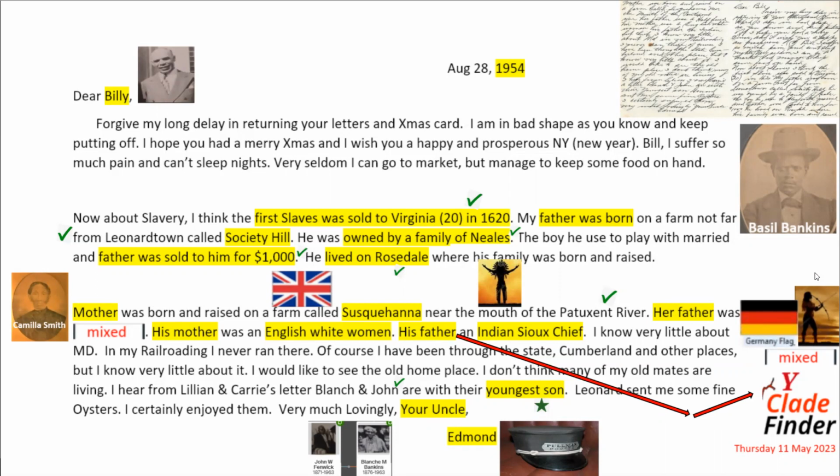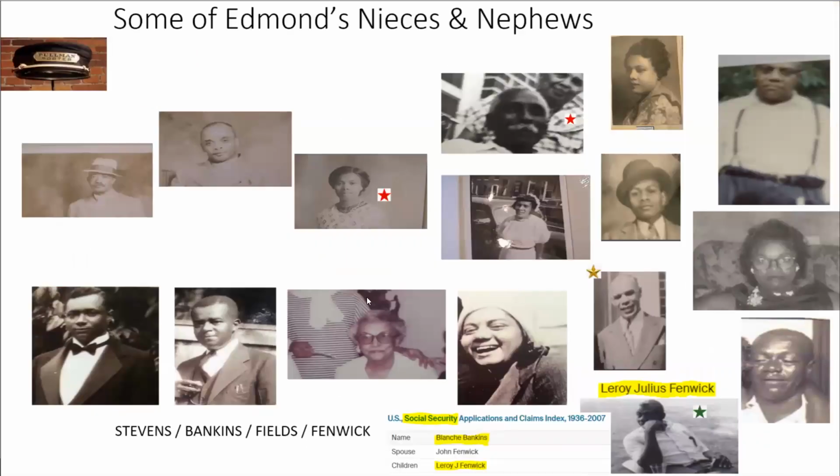The one last point that I'll make, again, Edmund was always talking about family, including people in family goings on and things of that nature. And so here he makes reference to his sister, Blanche Brankins, and her husband, John, living with the youngest son as of 1954. That young son would be, again, one of Edmund's nephews. And that nephew happens to be Leroy Julius Fenwick.